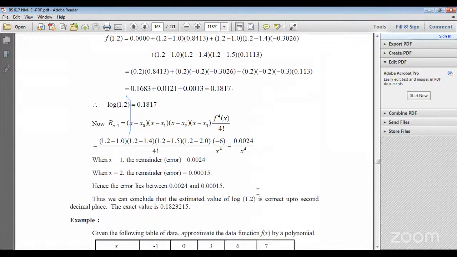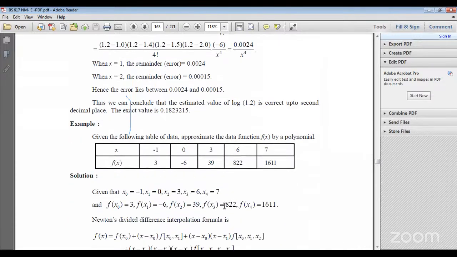For x equal to 1, the remainder error is 0.0024. The second remainder is just 0.005. We can do it here the same way.